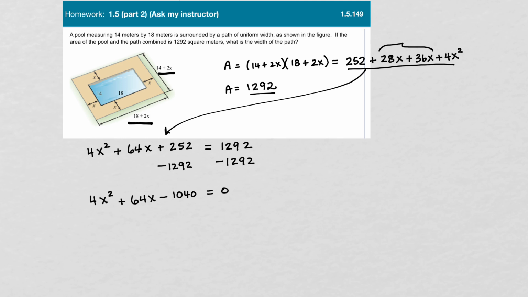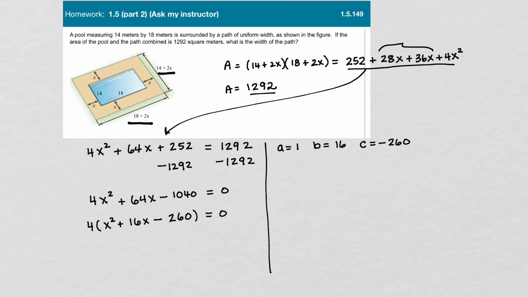equals 0. Now, I do have a 4 in common to all of these terms, so I'm going to factor that out to make the numbers a little smaller. So I have 4 times x squared plus 16x minus 260. It's a little better. I'm going to go ahead and use the quadratic formula. So a is equal to 1, b is equal to positive 16, and c is equal to negative 260.